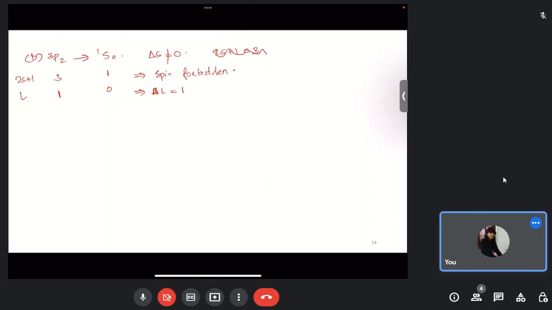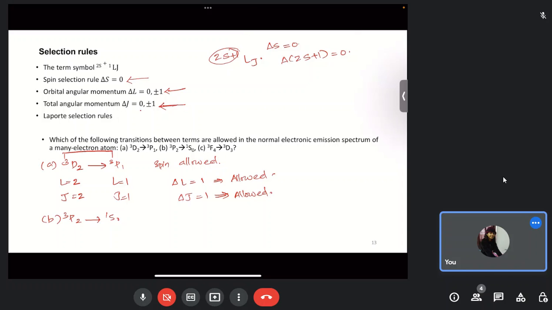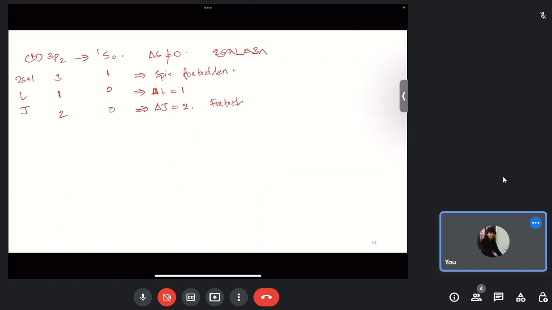And the J value is 2 here, the J value is 0 in the 1S0 term, which makes delta J equal to 2. This is not following the total angular momentum selection rule, so this is also forbidden based on this particular rule. So this particular transition is forbidden or not allowed.